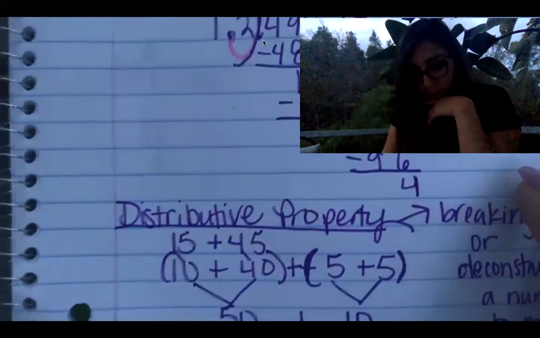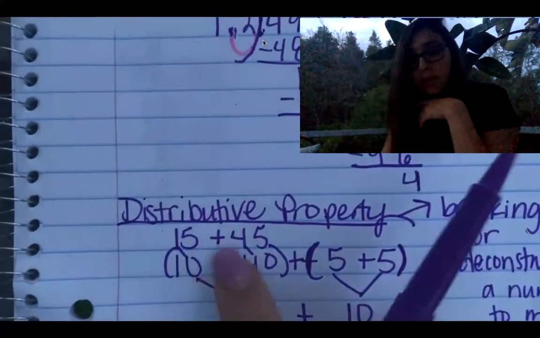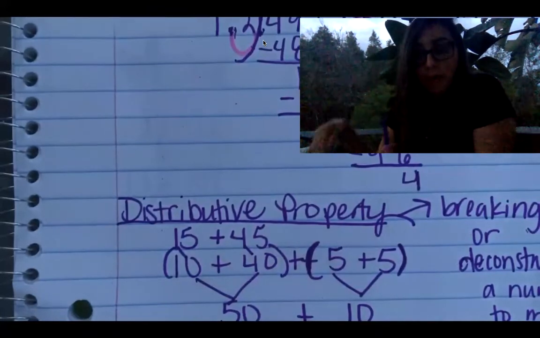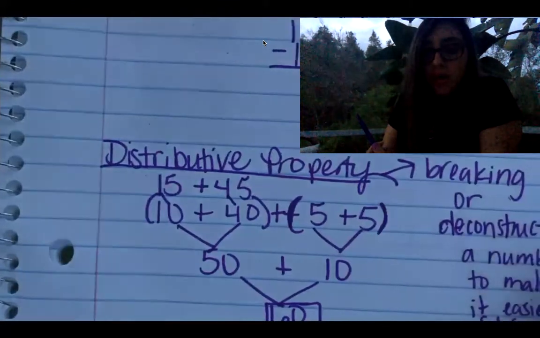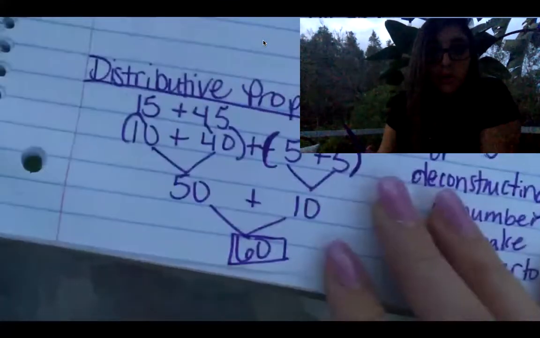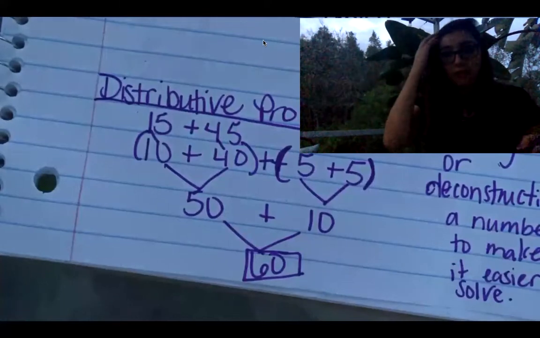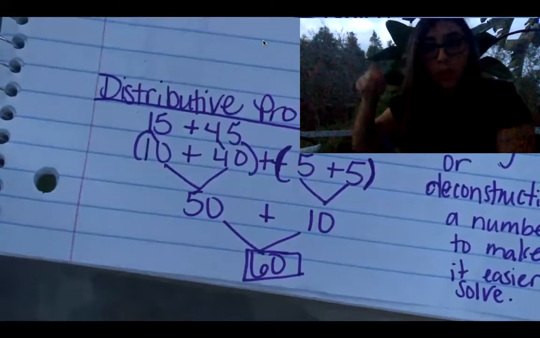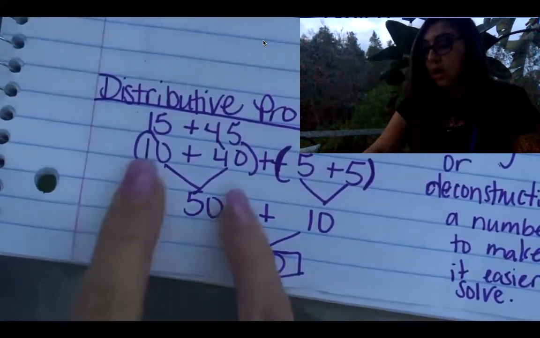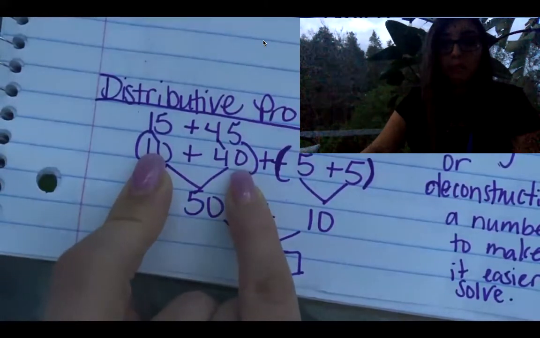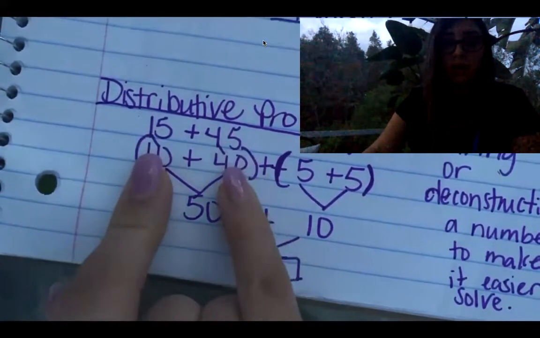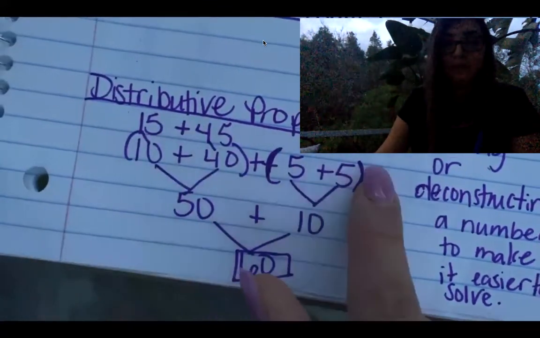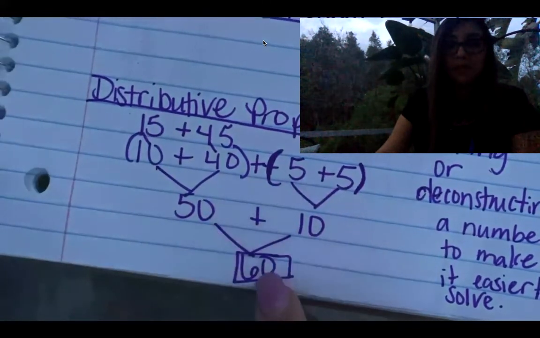Let's go over distributive property to express 15 plus 45. You have not seen distributive property yet. All distributive property is breaking or deconstructing a number to make it easier to solve. So if I said really quick, 15 plus 45, you may not have gotten that right away. But if you broke it down in mental math, like I broke it down, I know 10 plus 40. I took the 10 here and I took the 40 here. I know that's 50. And then I have 2 5s left over, so 5 and 5. I know that's 10. 50 plus 10 gives me 60.